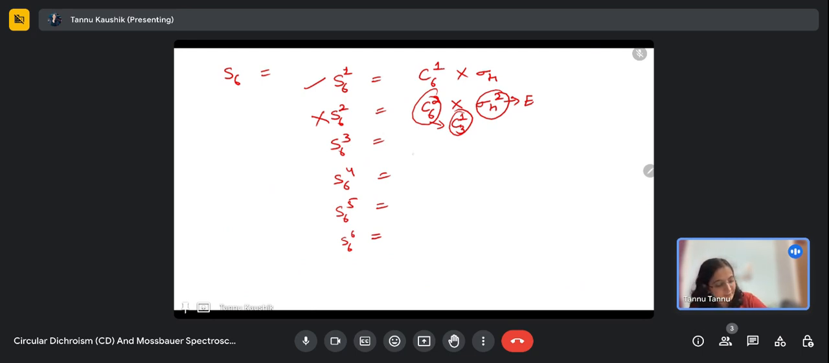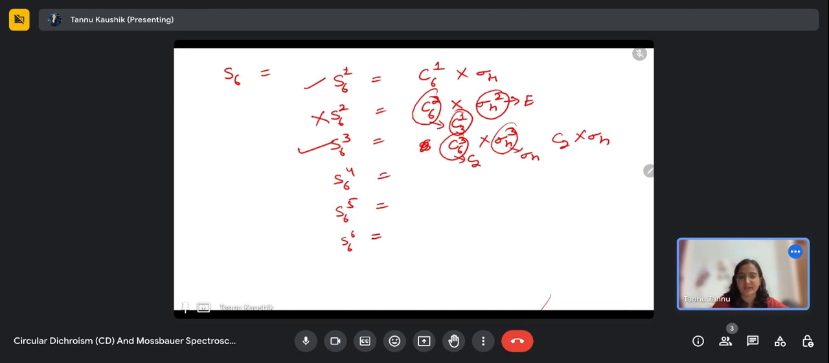Similarly, for this S63, you will write C63 into sigma h cube. This is equivalent to the C2 axis of rotation, and this is equivalent to sigma h. So that you can count here. So this is how you will find out the number of improper axes of rotation. The even power of sigma h will become E. Is it helpful? Clear to you? Yes, ma'am. Clear. Okay. Any other question?